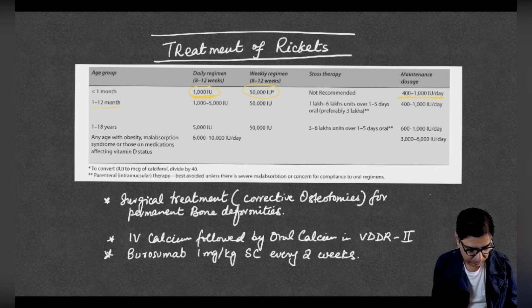For kids between 1 month and 1 year of age, you can give them 1000 to 5000 international units per day or 50,000 units weekly. And sometimes stoss therapy, which means giving them a very high dose in one go. You can give them like 200 to 600,000 units orally, or in some countries they also use intramuscular. And once the vitamin D deficiency is addressed, they would go on maintenance therapy of 400 to 1000 international units per day.